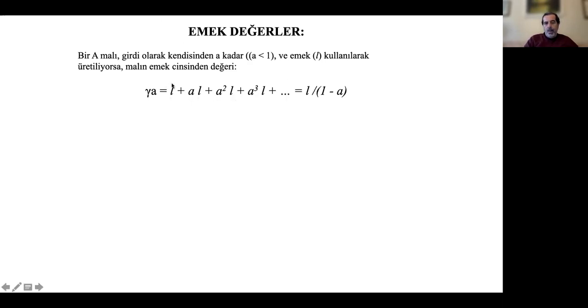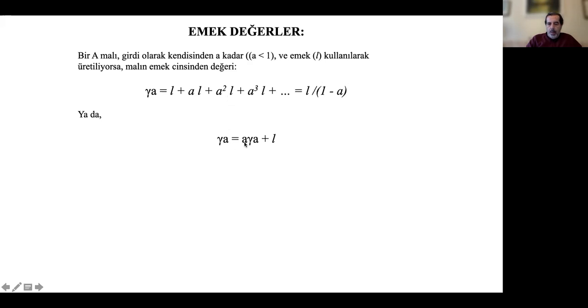So this first expression refers to the direct labor that is used in the production of the commodity in question. And the remaining part, which goes to infinity, is the indirect labor cost, basically. So in the end, this is the approximation: the quantity of labor divided by 1 minus A. This is the total value of the good in question.